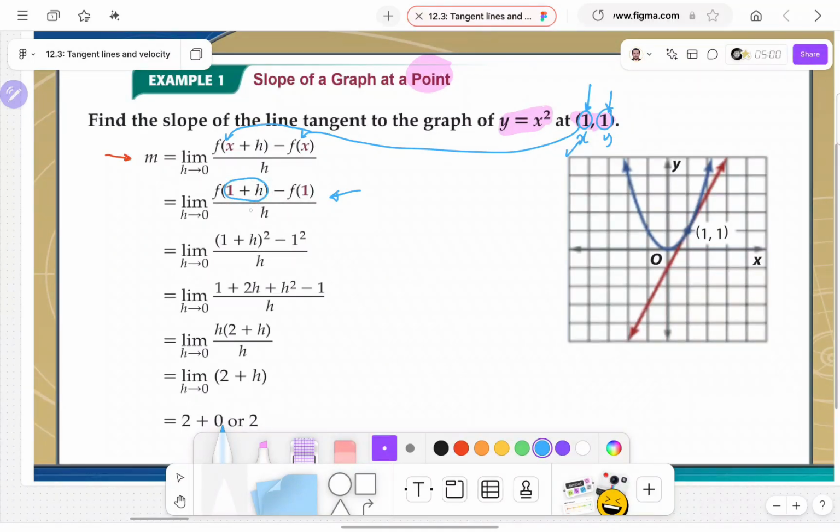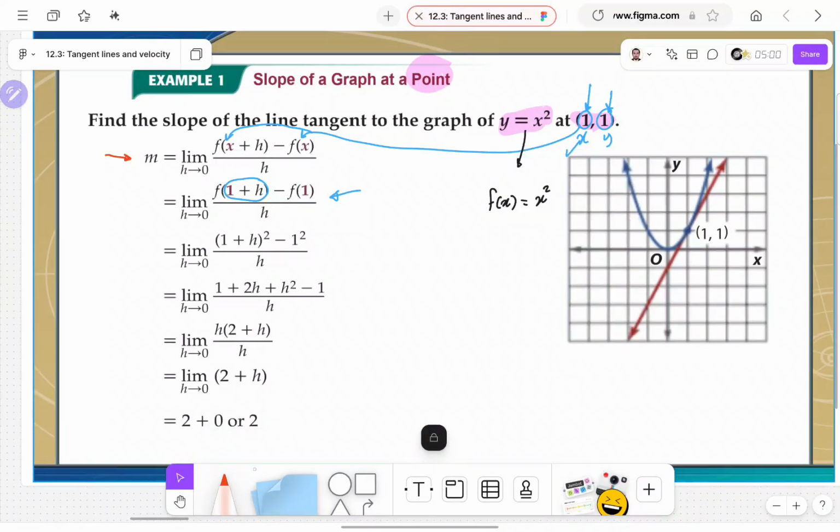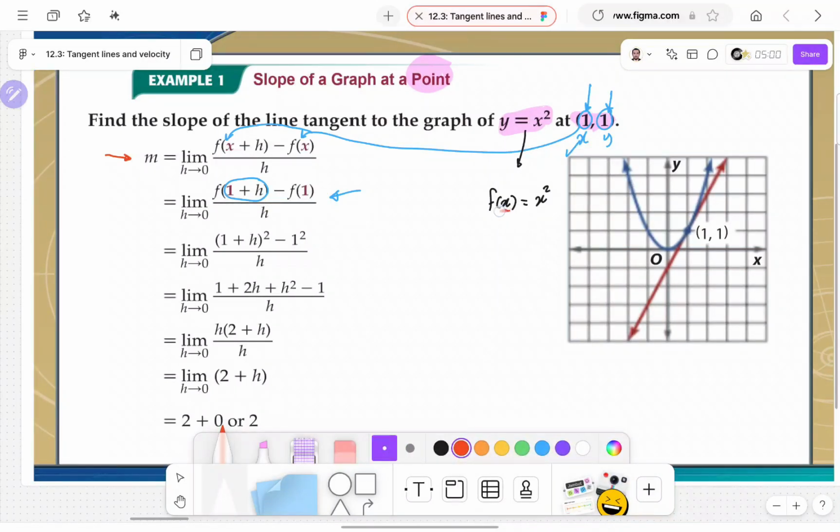f of 1 plus h means, let's rewrite this equation. This equation means f of x equals x squared. As you can see, here it's mentioned x, so this one will be x. But how about if I replace, instead of x, 1 plus h? So what will happen here?